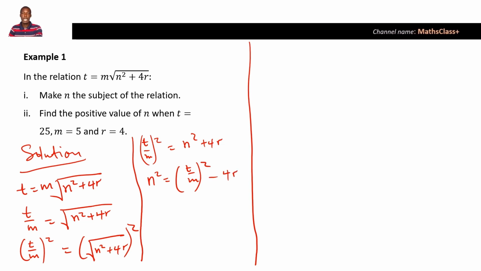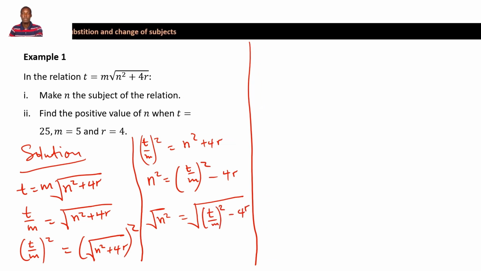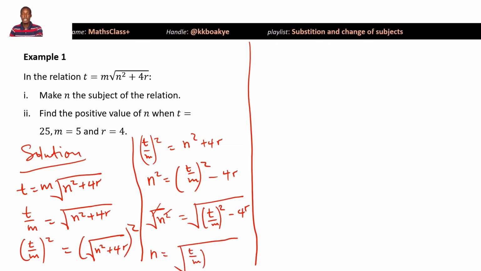So we need to also get rid of the square, and that we have to find the square root of both sides. So that's this, and the square here will cancel the square roots, giving us n is equal to square root of t over m all squared minus 4r.